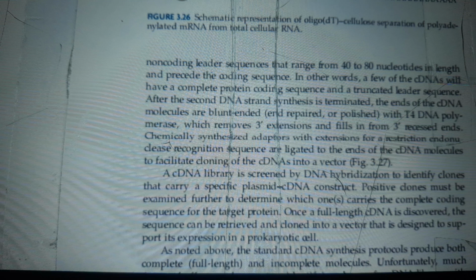After the second DNA strand synthesis is terminated, the ends of the cDNA molecules are blunt-ended and repaired, or polished, with T4 DNA polymerase, which removes 3' extensions and fills in from 3' recessed ends.